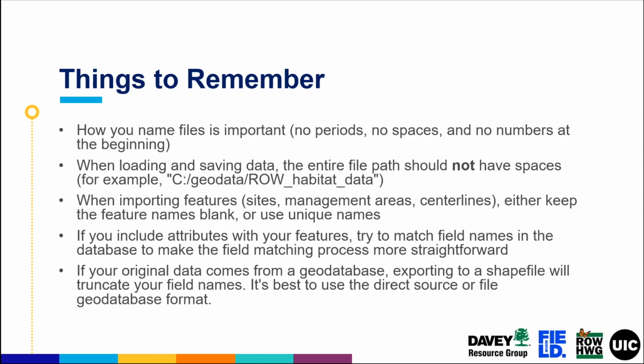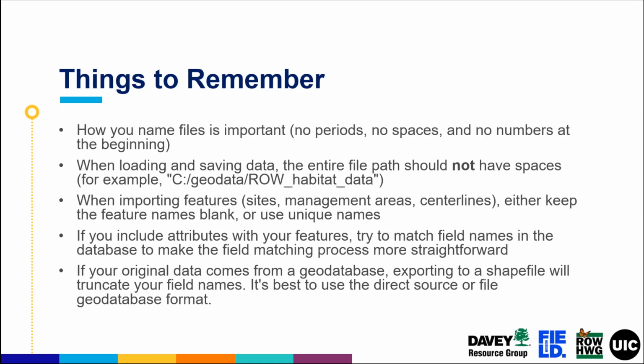If you include attributes with your features, try to match field names in the database to make the field matching process more straightforward. Basically, when you have data on your local system and you're trying to pull it into the database system, it can be a little confusing if the field names you're pulling in are different than what's in the database. That being said, in the example I'm going to show today, I am putting in field names that are different, just in case you are facing that situation. I'll show you how to do that. But it makes it a little more straightforward if your field names are the same from your local to the database.